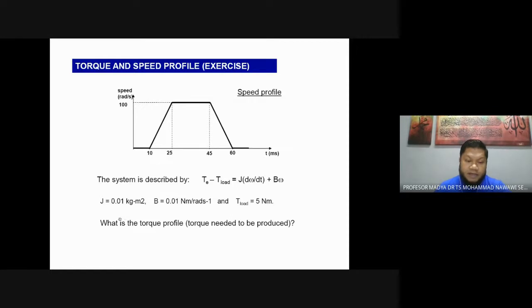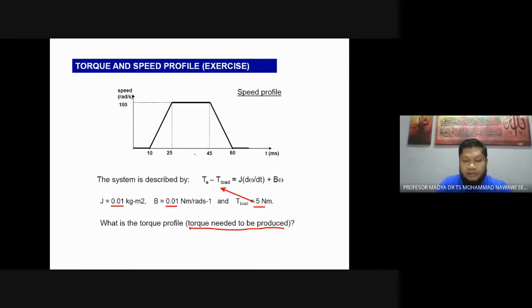And you are given the constants. Say that we have a constant moment of inertia equals 0.01, B equals 0.1, and the load, T load, is 5 Newton meter. Okay. So what is the torque profile? What is the torque needed to produce this? You want to look at the torque profile, the equation that describes the torque profile here.